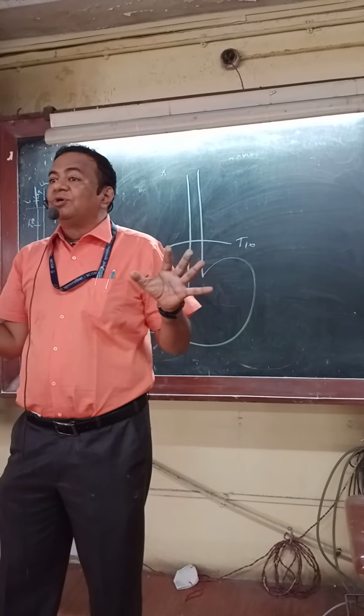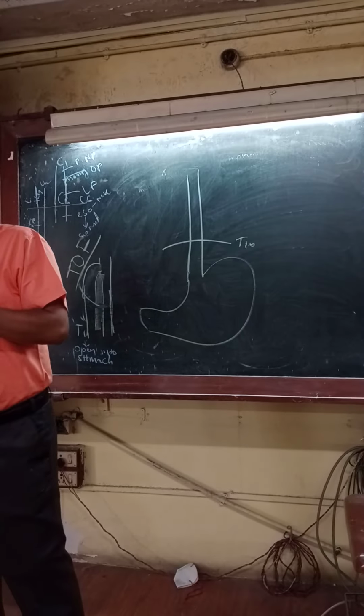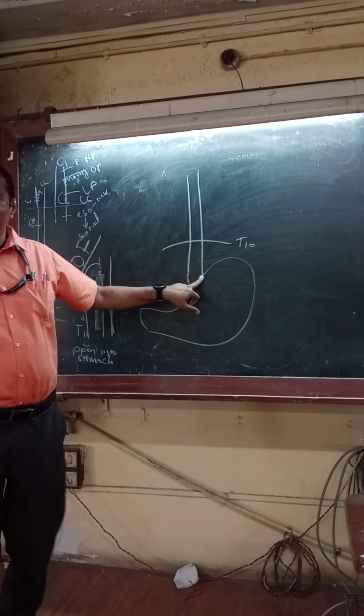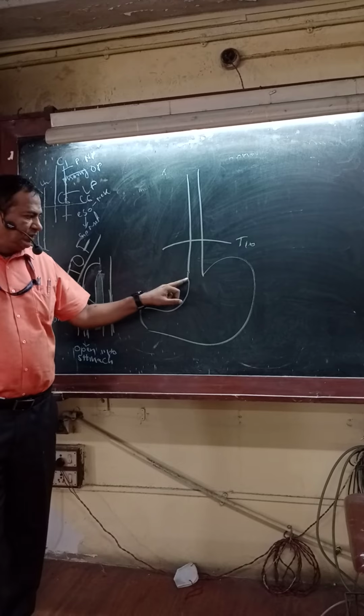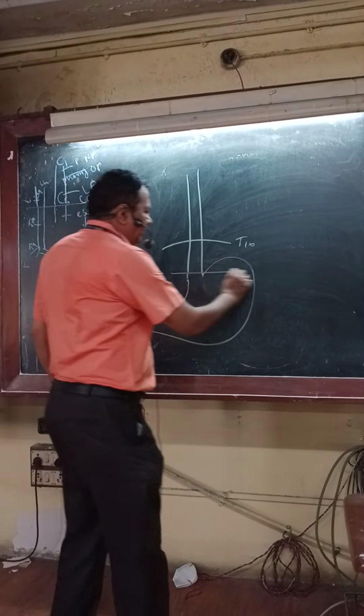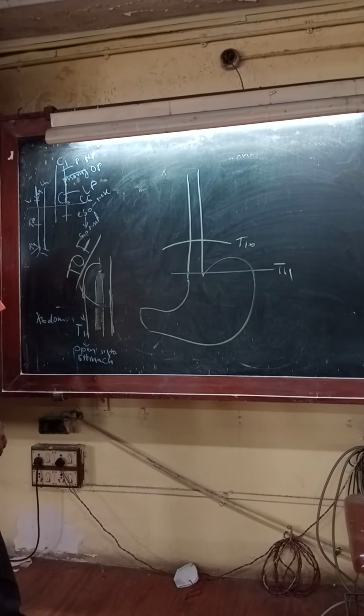Nothing happens to the aortic opening. Therefore, it is the most posterior opening at the level of T12. Okay. And here there is an opening called the cardiac opening, which is at the level of T11 in the abdomen. Cardiac opening of the stomach.